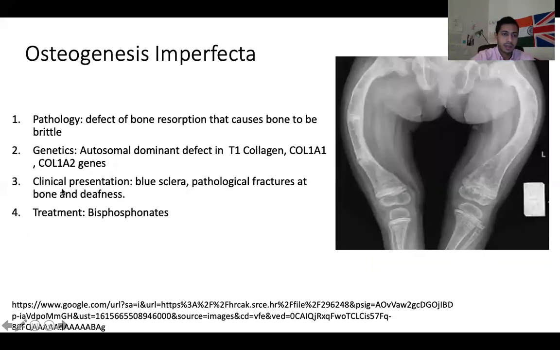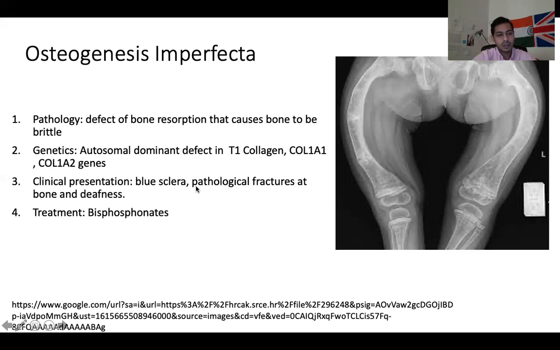Next pathology is Osteogenesis Imperfecta. Osteogenesis Imperfecta is a defect of bone resorption that causes bone to be brittle. And what I mean by brittle is that the bone is very weak. As you can see, the bone is very curved here, very malleable, and this can cause pathological fractures, obviously, as you can see in this image here.